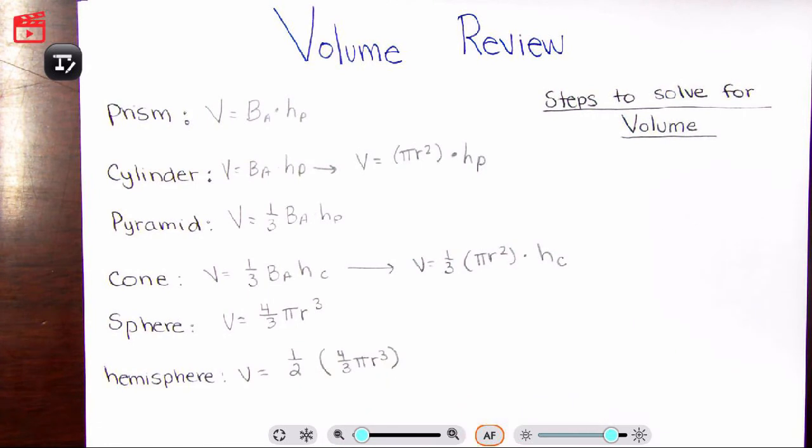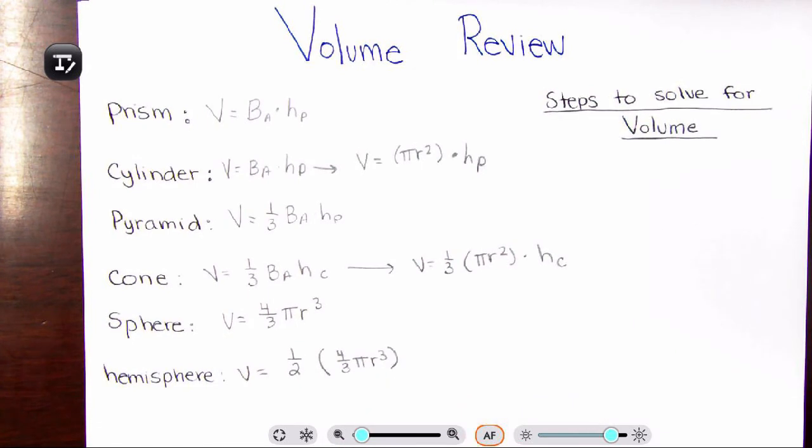So these are the formulas that you need to know. Usually we have you memorize these because they are so similar. Memorizing these formulas is not that difficult in my opinion, but again, that is just my opinion.